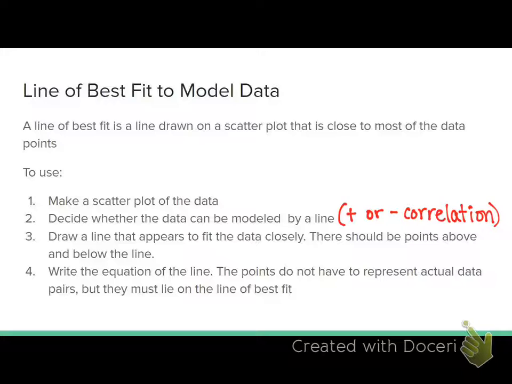Write the equation of the line. The points do not have to represent actual data pairs, but they must be on the line of best fit. That's going to be the tricky part for most people, is actually finding points that truly are on the line, not points from the data they gave you.